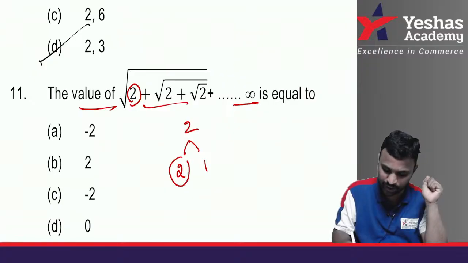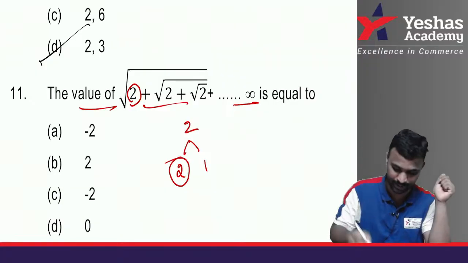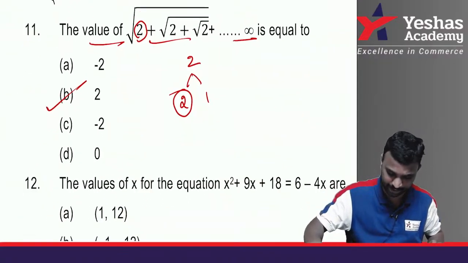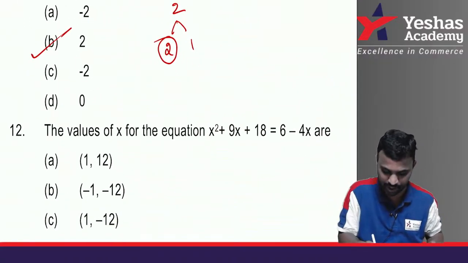The greater of the two will always be the correct answer. That means option B is the correct answer. Option B is the right answer. Moving on to the next question, question number 12.